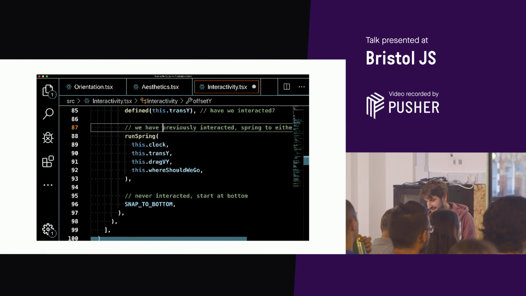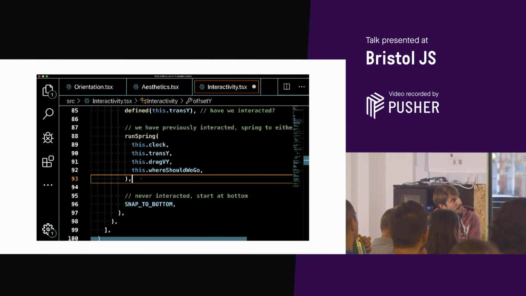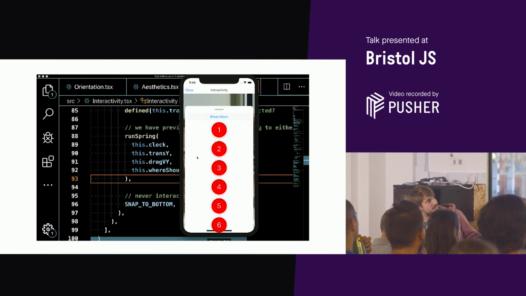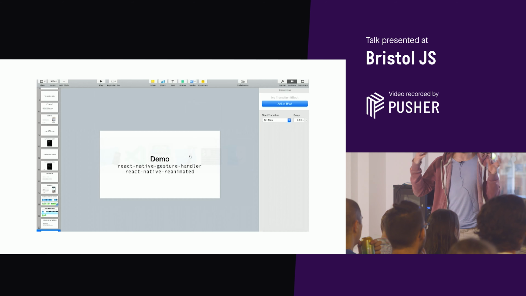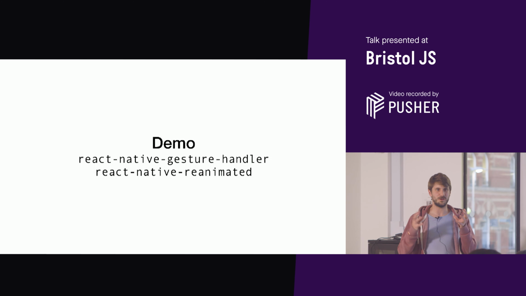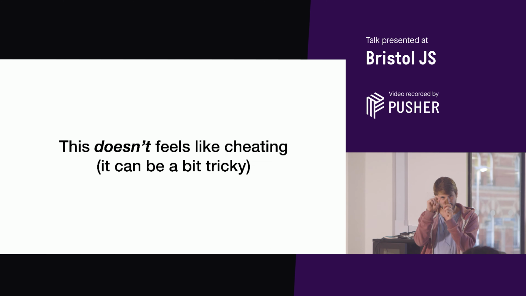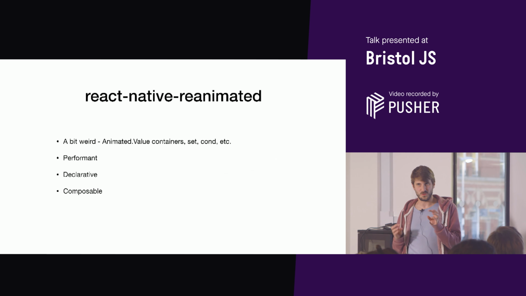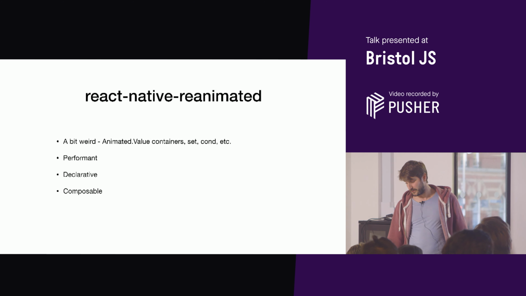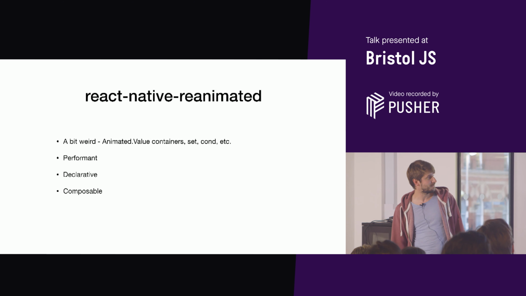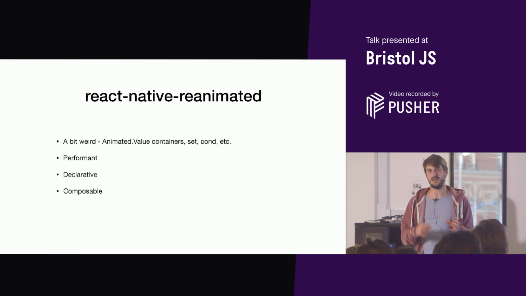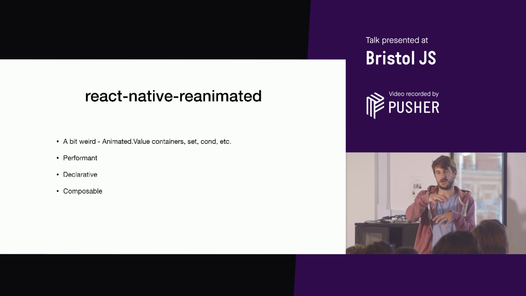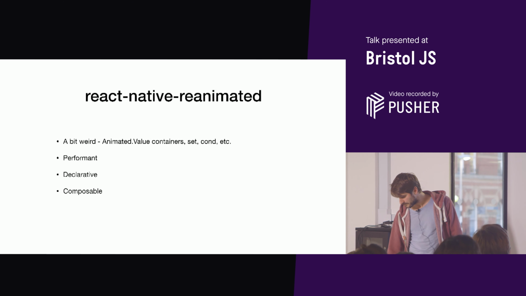So that is that. What else do I have? So yeah, this doesn't feel like cheating. It can be a bit tricky. The code looks a bit weird. If you're used to writing callbacks and you get to process and follow things from top to bottom, it's just a bit more difficult to work with if you're used to that kind of thing. But it's performant, that's really important. It's declarative, it's composable as well, so any of those values can be replaced with another value, like another conditional value, because they all just represent an animated value ultimately.